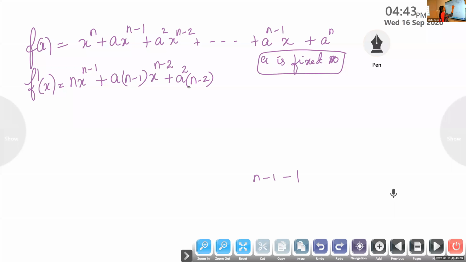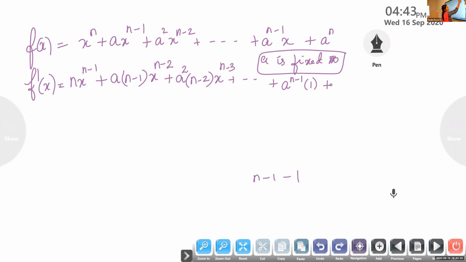It is n minus 2 into x raised to n minus 2 minus 1, which is the same as n minus 3, plus and so on, plus a raised to n minus 1. Being constant, you can keep it as such. What is the derivative of x? 1.